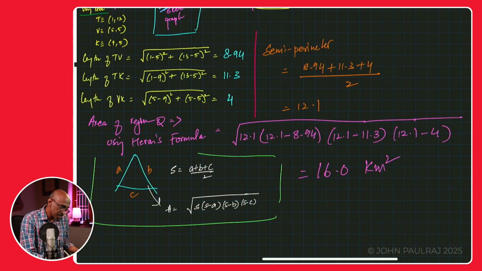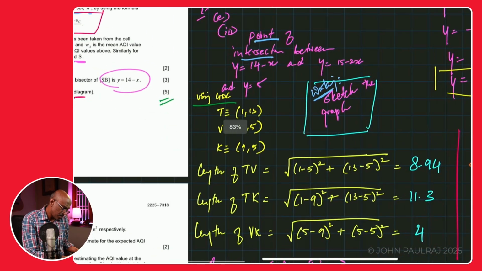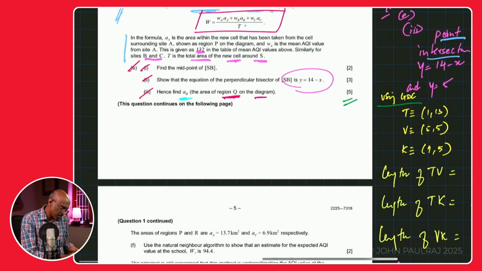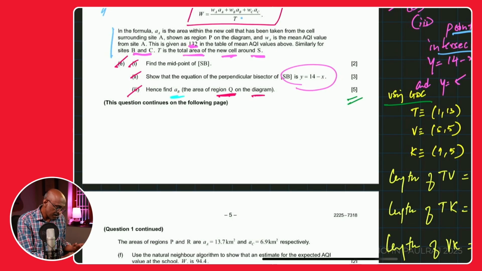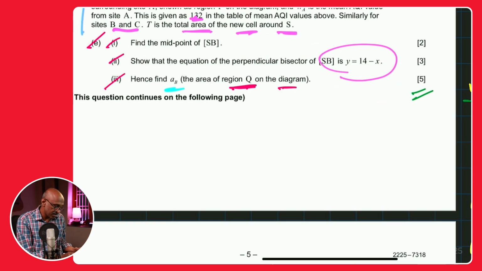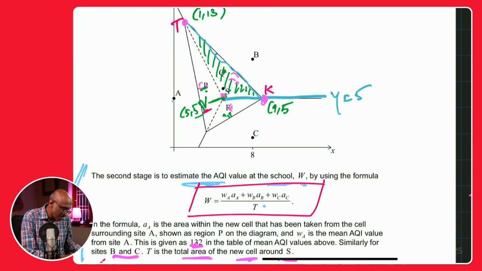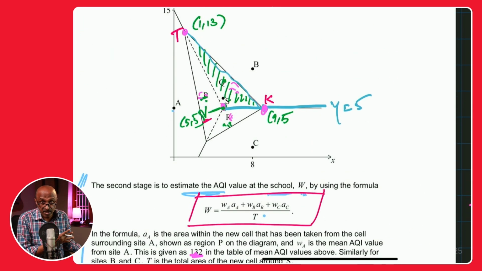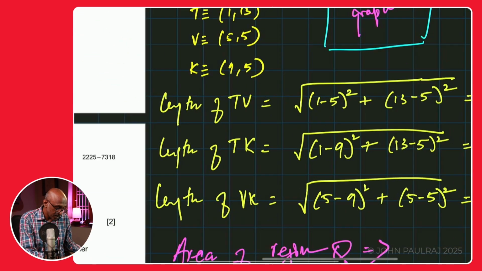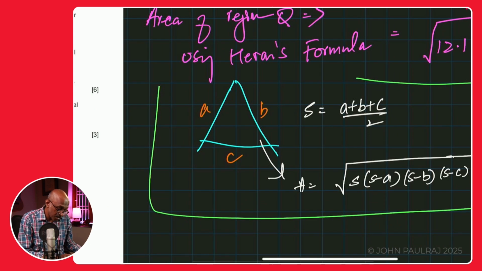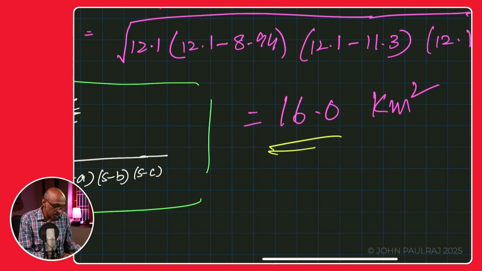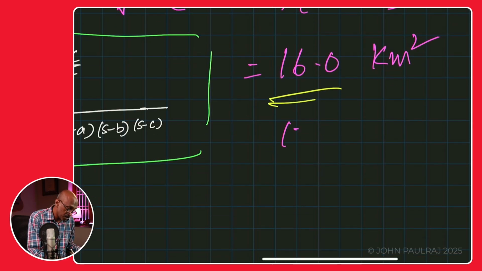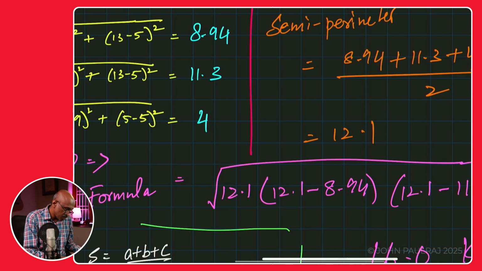Clear? This is part 3, 1E part 3. All right, so that was, hence find alpha B or AB, whatever that is, the area of the region Q on the diagram. Okay, so remember we avoided using half base height because it's not clear that it is a right angle triangle. Safer side, you've got the lengths, you've used the distance formula to find. Okay, and I've also explained what that Heron's formula is, used it and found out the area of the region R as 16.0, corrected to 3SF. If you want, you can mention that also. Okay, 3SF. All right, what's the next part?